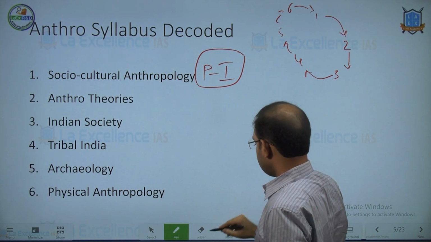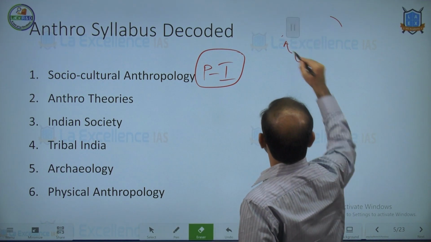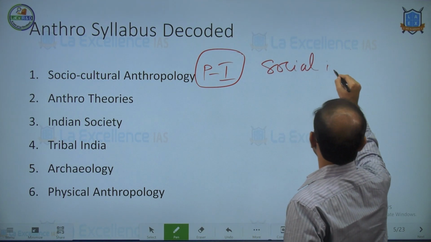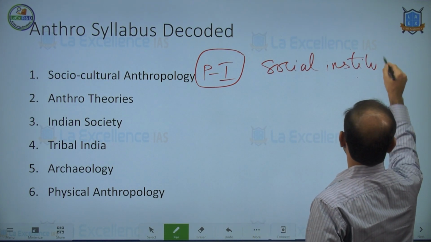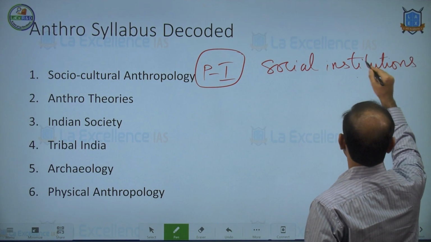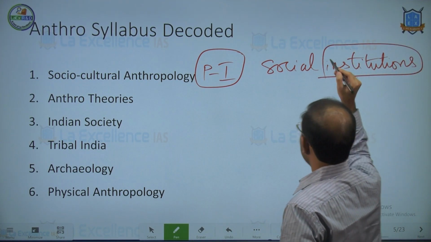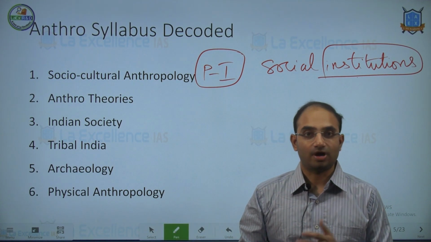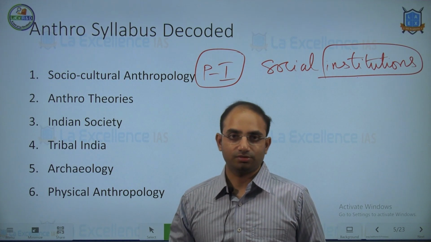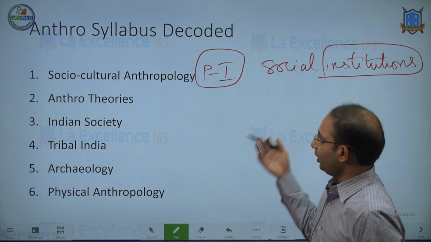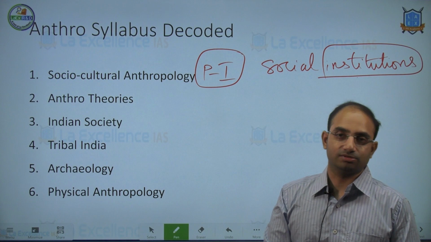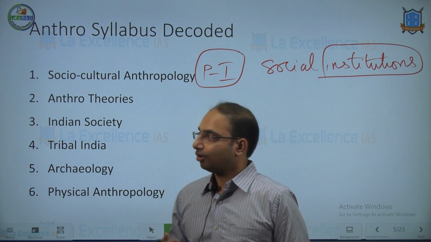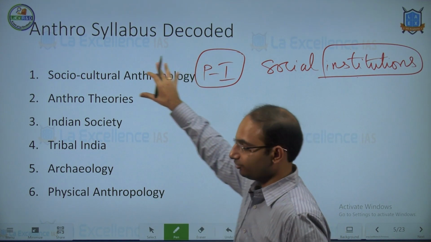on what we call social institutions. Now don't think of them as educational institutions. Don't interpret the word institution to mean college or something. Institution means marriage, family, kinship, religion, economic systems, political systems, the very nature of society, its stratification, its hierarchy. All of this forms the basis of sociocultural anthropology.